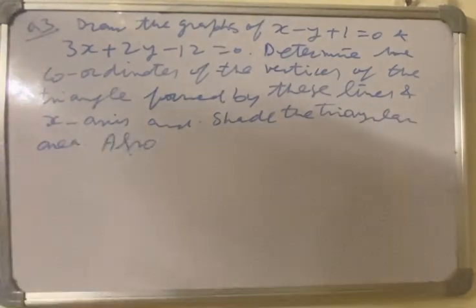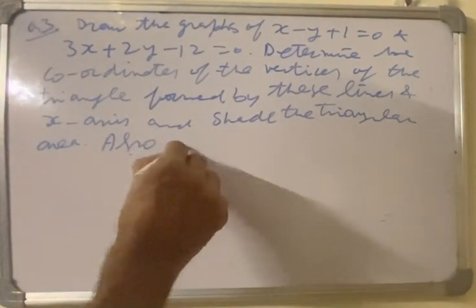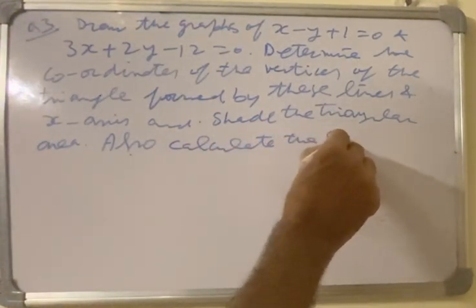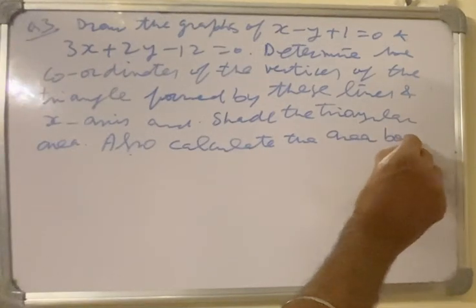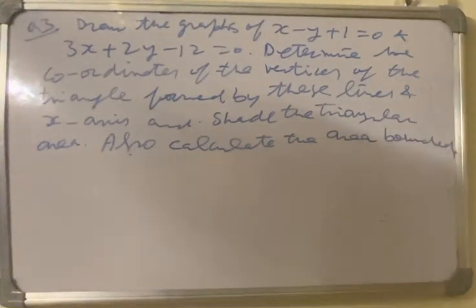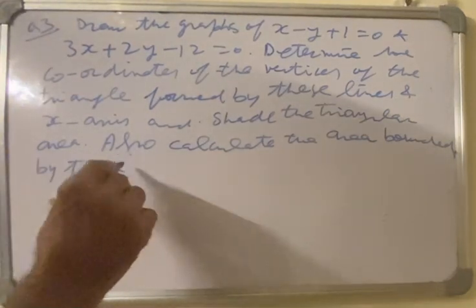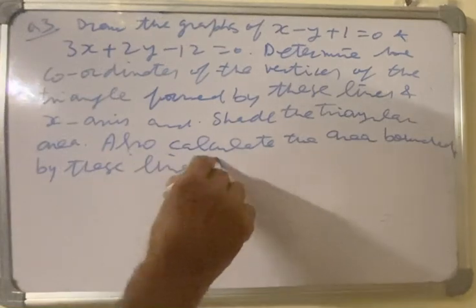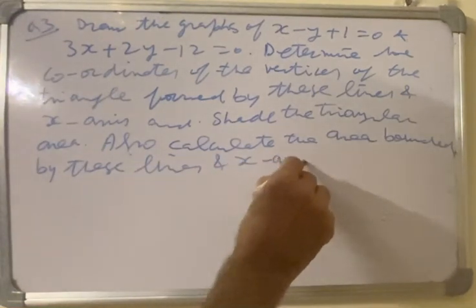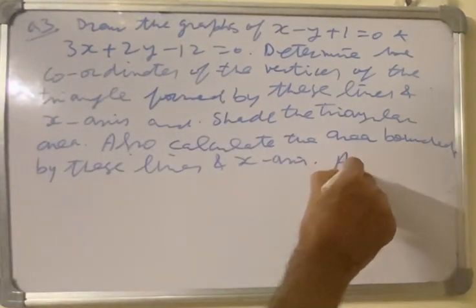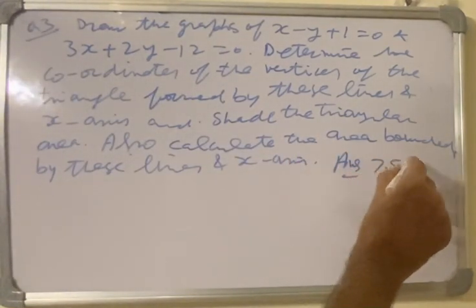Also calculate the area bounded by these lines and x-axis. So the answer is 7.5 square units.